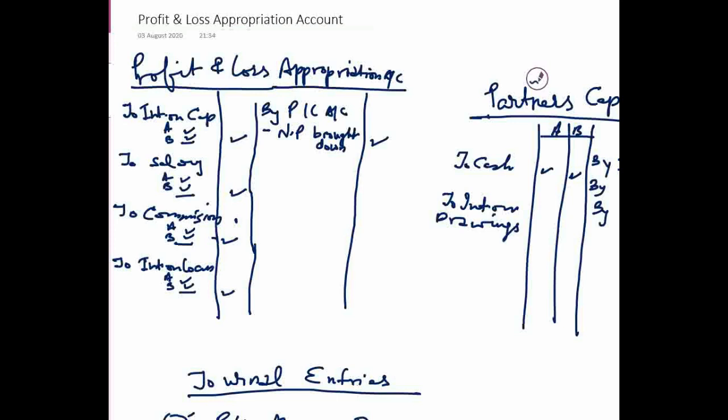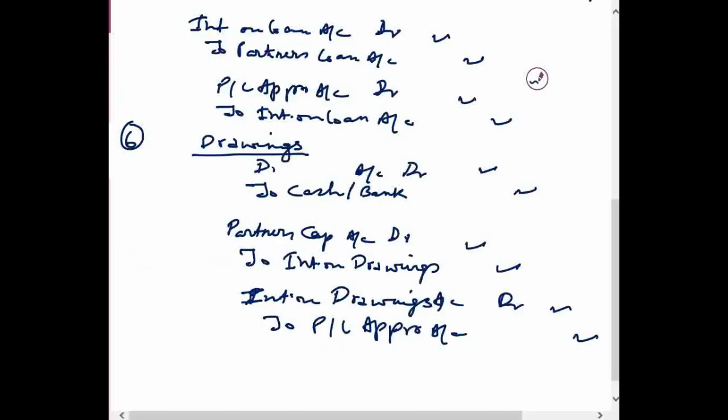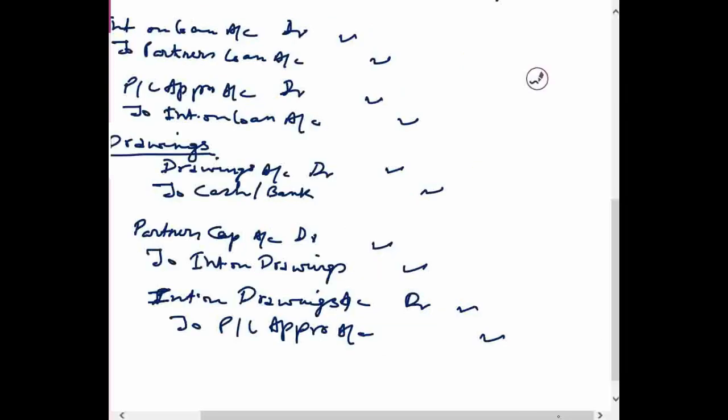It would be better if I change the entry a bit. Let me show you over here. Instead of passing a direct entry for drawings, we could have done this. I should have written drawings account debit to cash, and then we transfer drawings to capital. That is the correct entry actually.